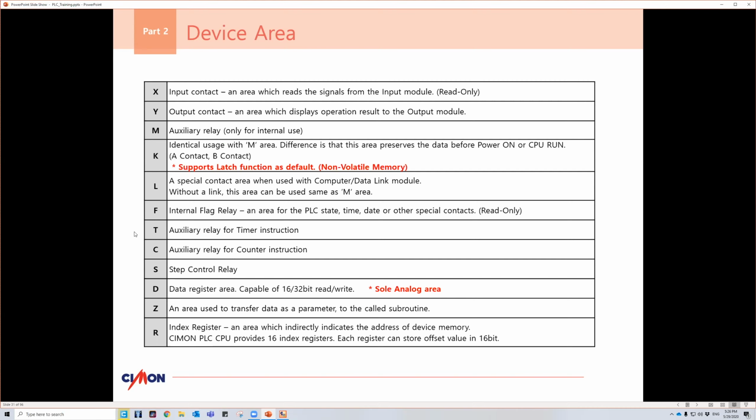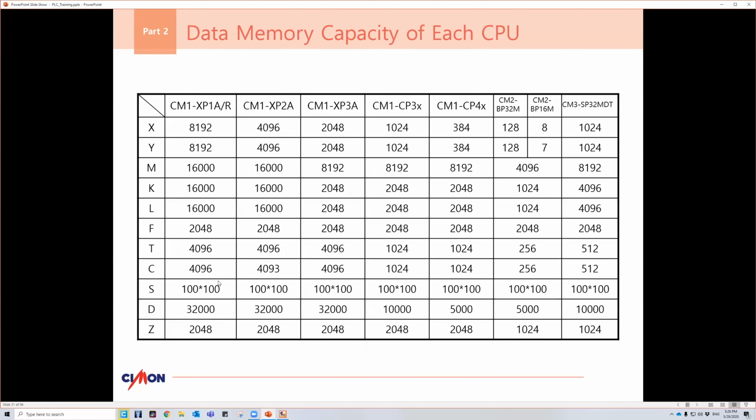Then we have T and C for our timer and counter, T being for timer, C being for counter. We have a step relay control. D is for our double words typically. So if you wanted to commit to any double words, you would use your Ds, because each register for a D device is one word. So it's a really nice area to tackle with double words or words. Z is another form of D if you need more double word or word registers to work with. And then R is our index register.